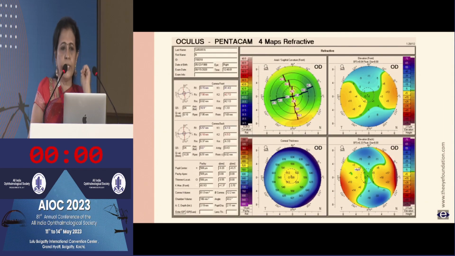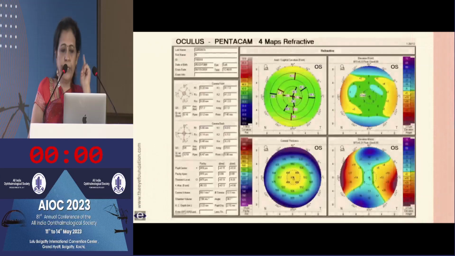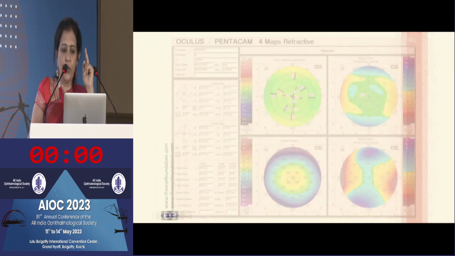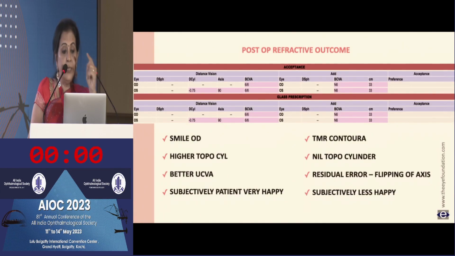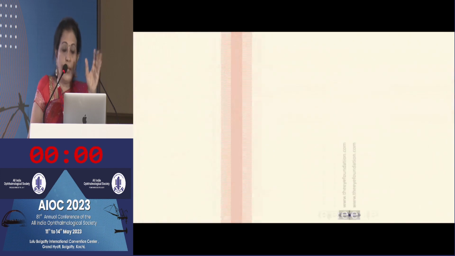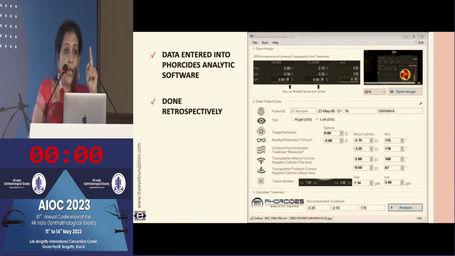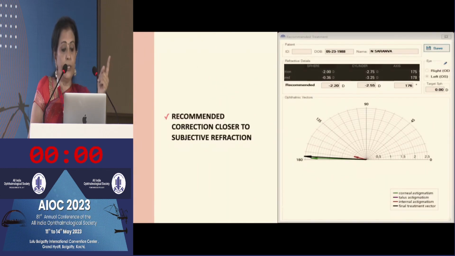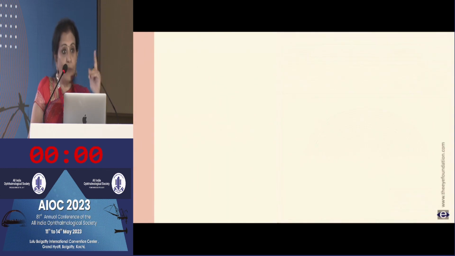This was the right eye with SMILE, doing brilliant. This was the left eye with Contoura, doing brilliant. But then, in the left eye, there was a flipping of the axis. The patient had 0.75 in a different axis than it was initially, and somehow the patient was not too happy. This was just a one-off. And what Fosidi said was there should have been a better analysis, and it should have been compensated in the spherical equivalent, and subjective refraction would have been better.